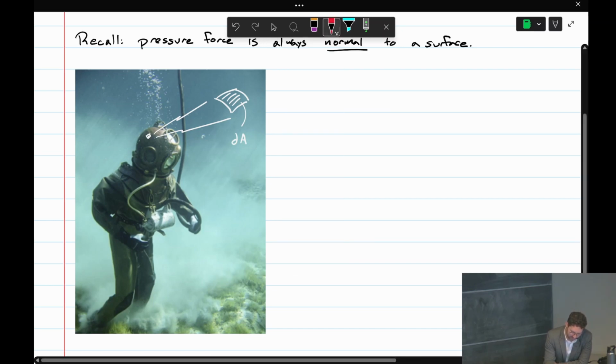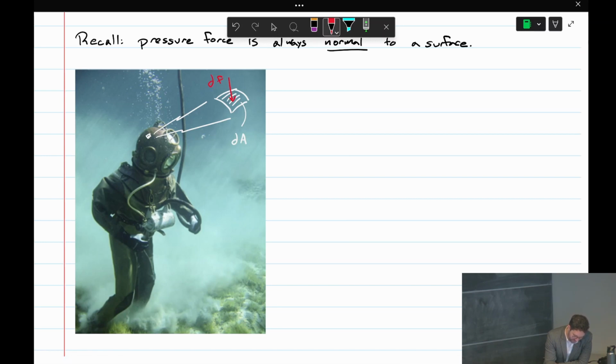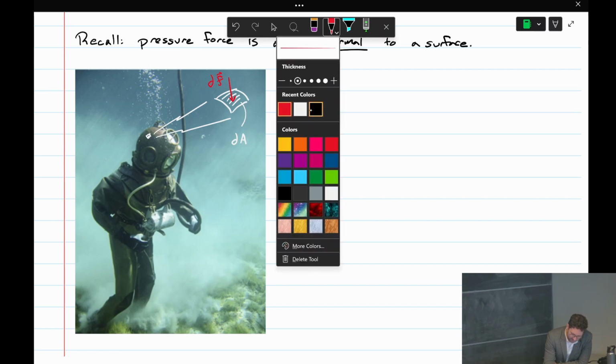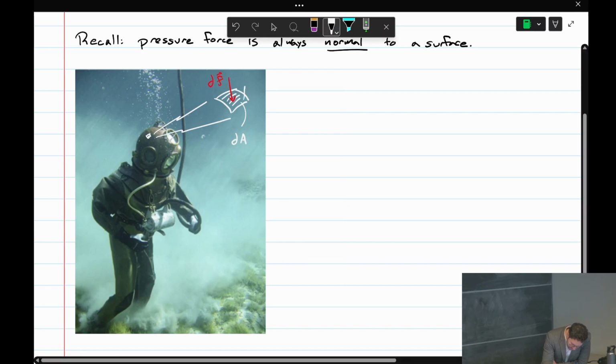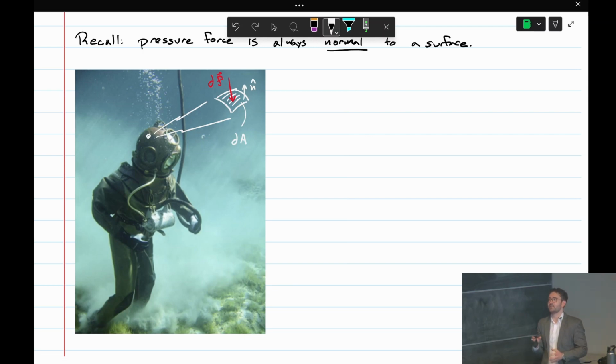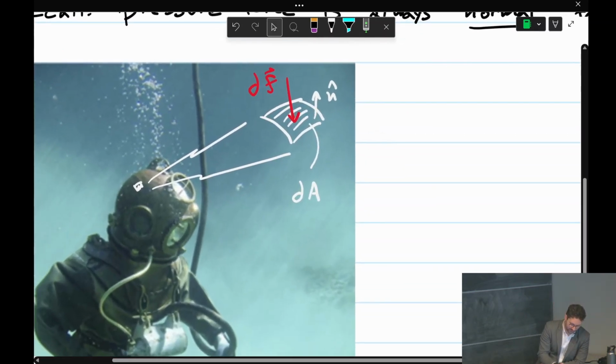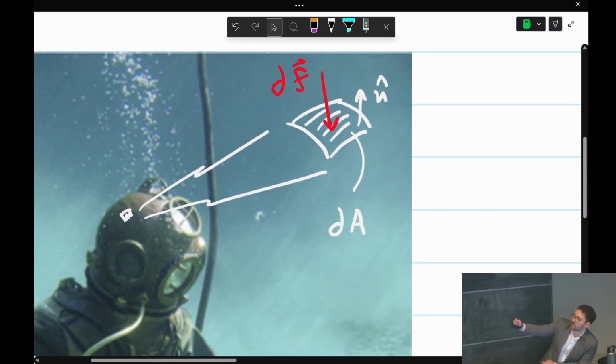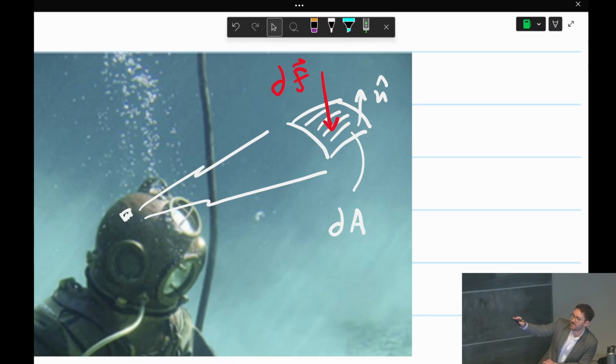So the pressure force on this surface will be, of course, normal to this surface. I'll call that dF, so d small f there. And the normal vector of this surface will be like that. The unit normal vector is a unit vector that points outwards from the surface. Let me zoom in just to clarify. So that normal vector points outwards. It's exactly orthogonal to the surface element dA. We know that the pressure force tends to sort of compress the surface, so the pressure force points downwards into the surface.